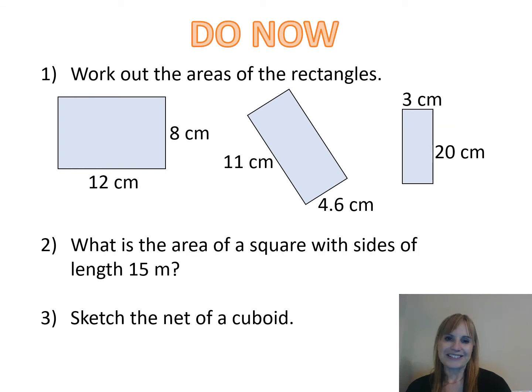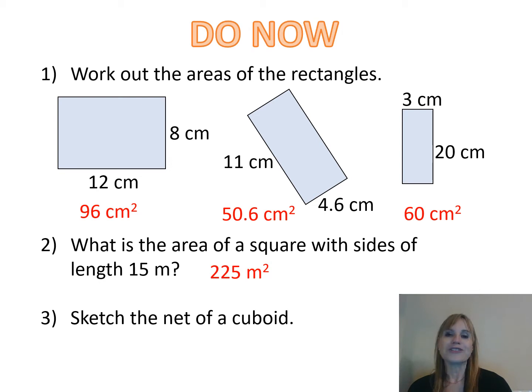Here are the answers. So the first one, 12 by 8 is 96 centimetres squared. 11 times 4.6 is 50.6 centimetres squared. 3 times 20 is 60 centimetres squared. An area of a square with sides of length 15 would be 15 times 15, which is 225 metres squared. And a cuboid net can look like this.